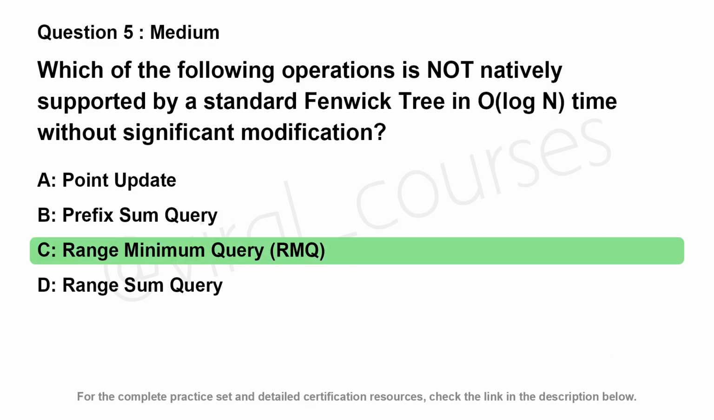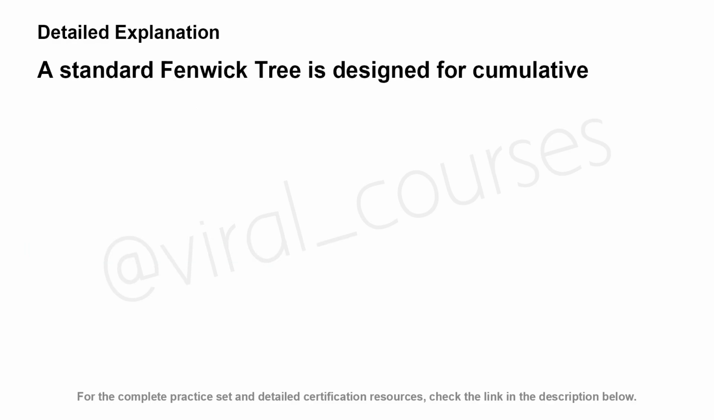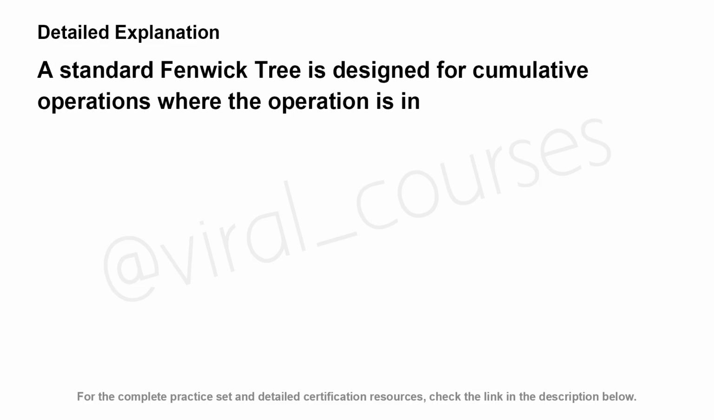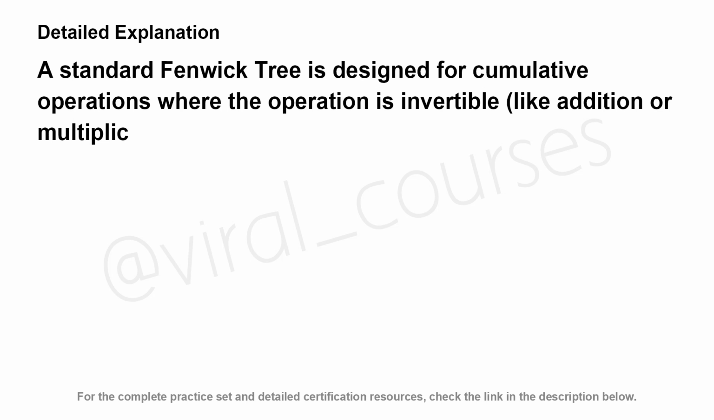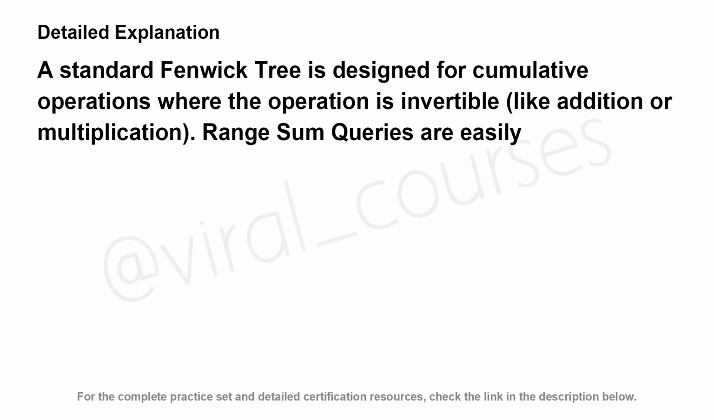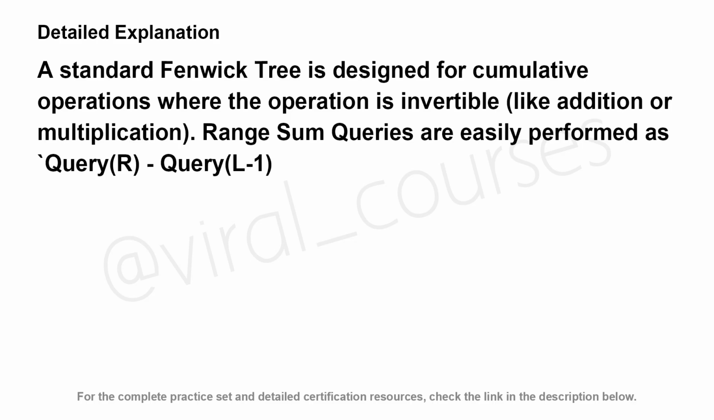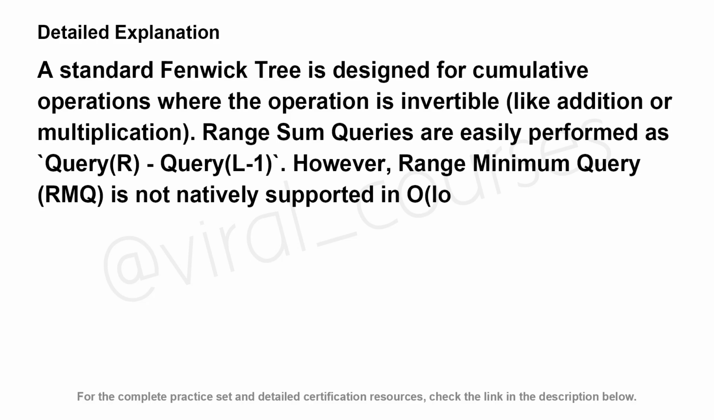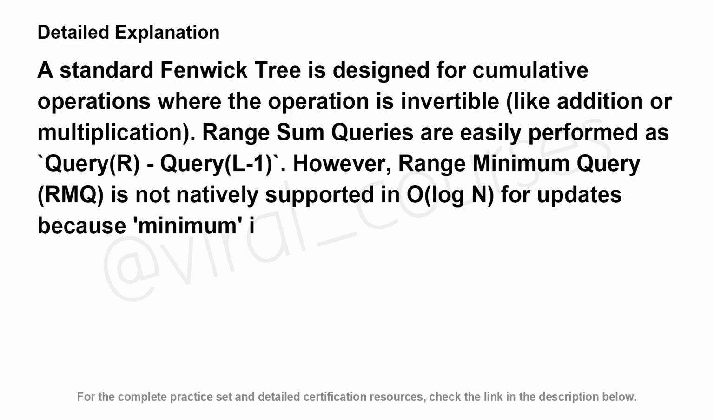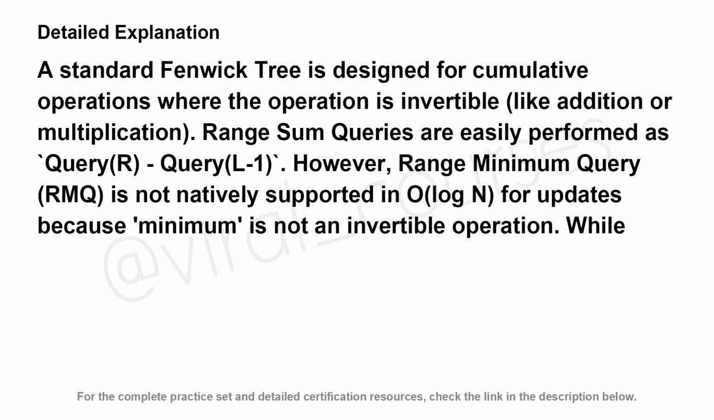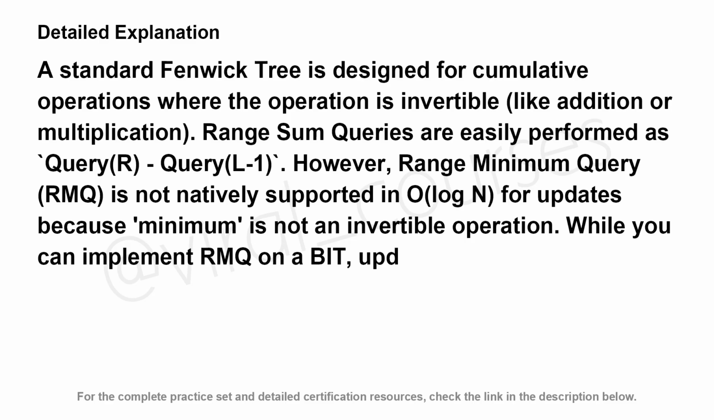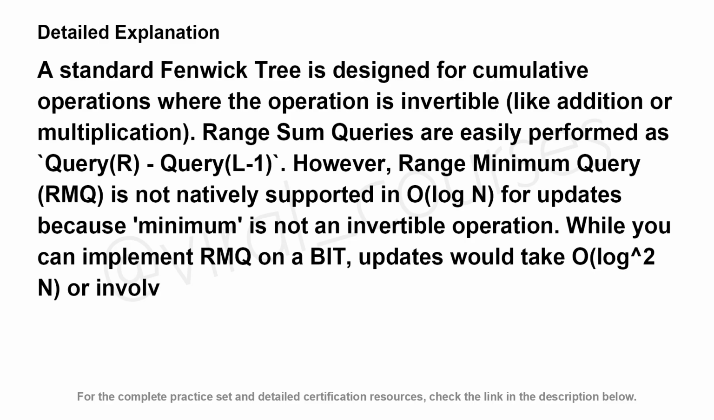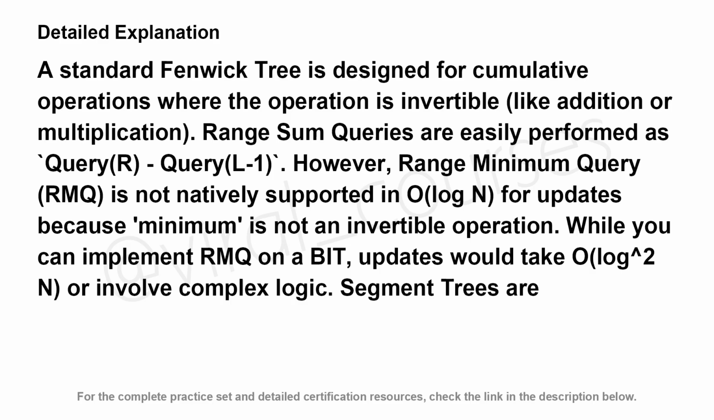The correct answer is C. A standard Fenwick tree is designed for cumulative operations where the operation is invertible, like addition. Range sum queries are easily performed as query(R) - query(L-1). However, range minimum query, RMQ, is not natively supported in O(log n) for updates because minimum is not an invertible operation. While you can implement RMQ on a BIT, updates would take O(log squared n) or involve complex logic. Segment trees are generally preferred for RMQ.